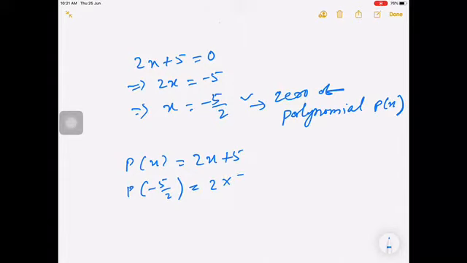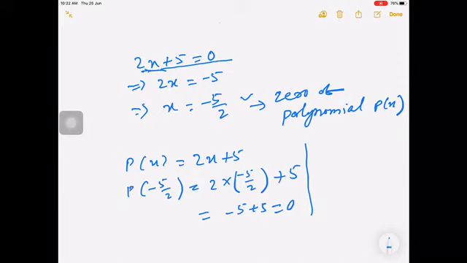2 into minus 5 by 2 plus 5. That means it is minus 5 plus 5 equal to 0. So we have verified that minus 5 by 2 is the 0 of the polynomial. So if you want to find the 0 of the polynomial, then just equate the polynomial with 0, then find the value of x.